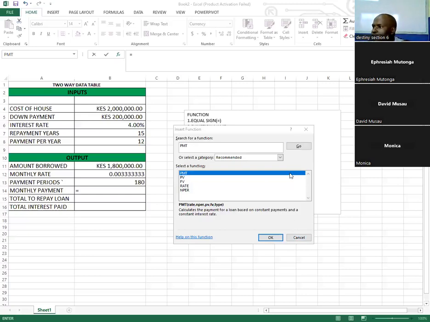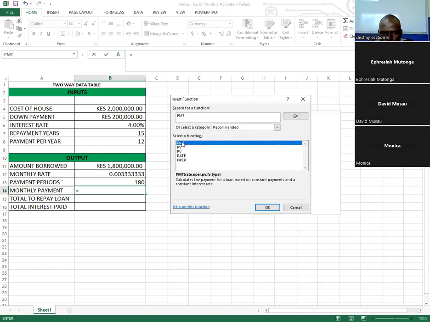Is it visible from your side? You can see the function. We have the PMT, the present value, the future value, the rate, the number of periods. If you need to master these functions, like the PMT, there is a help sign there. If I click from my side, I don't know whether it will be visible.